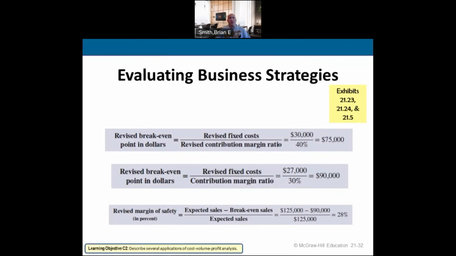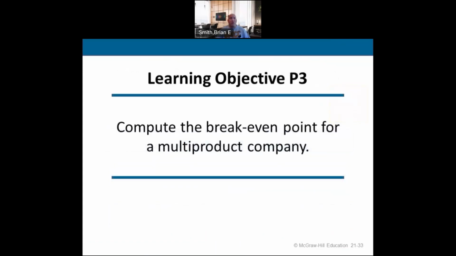Revised break-even point in dollars. Basically, you're just calculating your revised fixed costs and dividing it by your revised contribution margin ratio. It's really simple. Shouldn't be that big of a deal. Same thing with your revised margin of safety. You take your expected sales, subtract out your new revised break-even sales, and divide it by your expected sales. Basically doing the same thing. You're just reworking it because of something that you had to do.